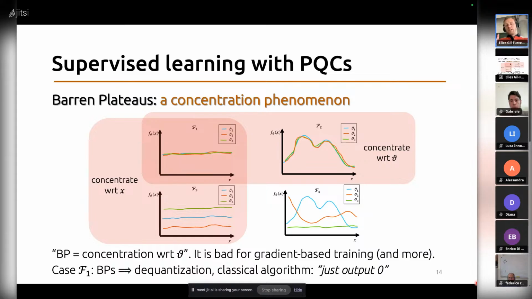Sorry, this was more for illustrative purposes, just to have the mental picture that it's a bit different to think about concentration in supervised learning than to think about concentration in VQE or the ground state energy problem.